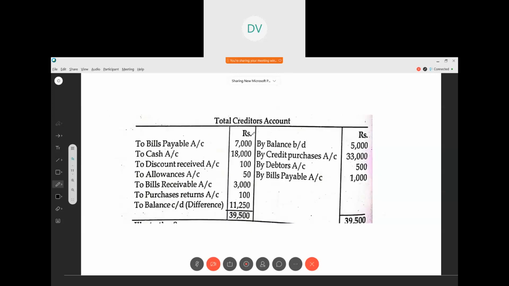Total creditors account, opening balance, credit purchases, debtors, bills payable. Here also same thing. Bills payable, cash, discount received, allowances, bills receivable, purchase return, closing balance. Always remember, in the creditors, the credit side will increase the value, the debit side will decrease the value.